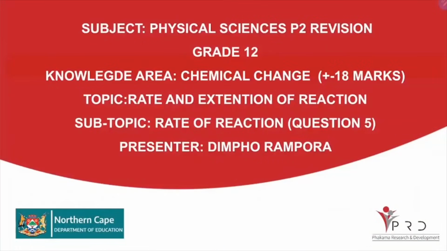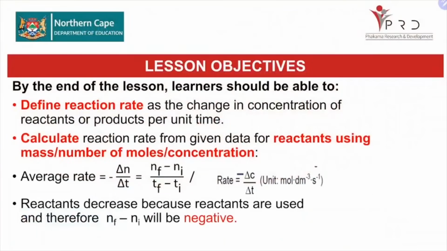Today's lesson is going to be looking at the knowledge area, chemical change, and we are going to be looking at the topic under rate and extent of reaction, but specifically we are going to be zooming into rate of reaction, and this is normally question 5 in your previous question papers. All right, let us get straight to the lesson objectives. By the end of this lesson, this is what you should be able to know.